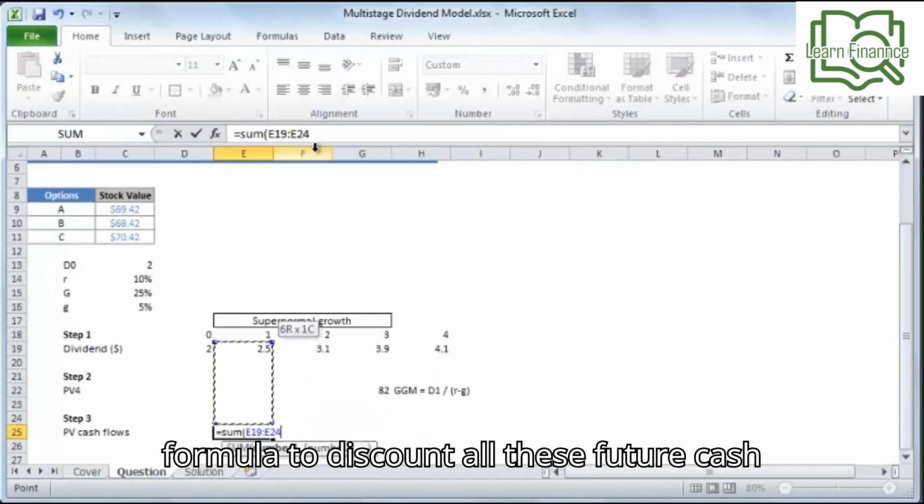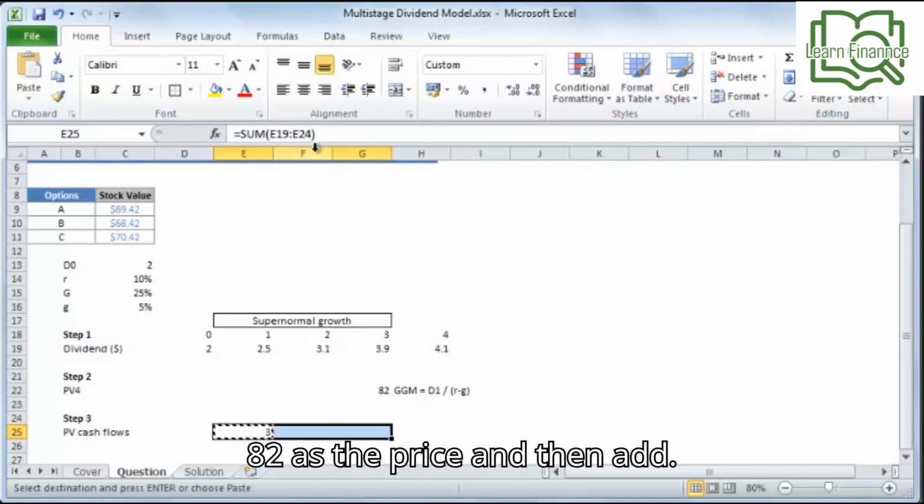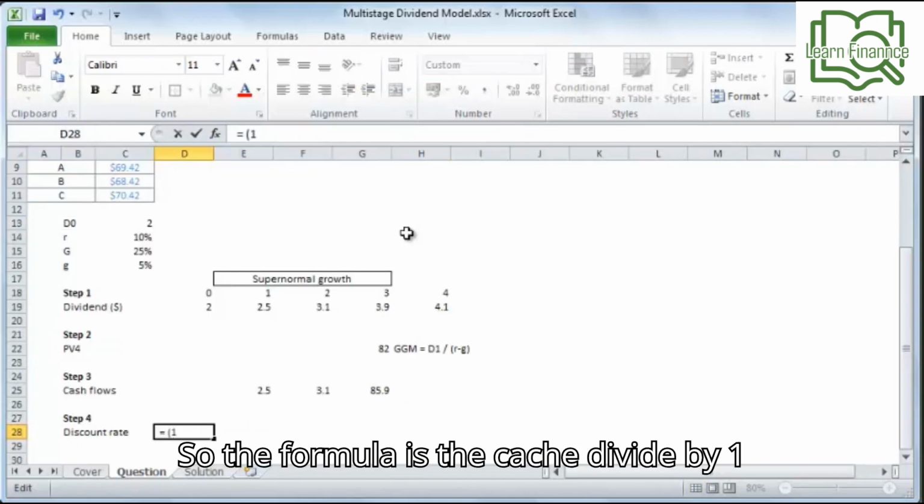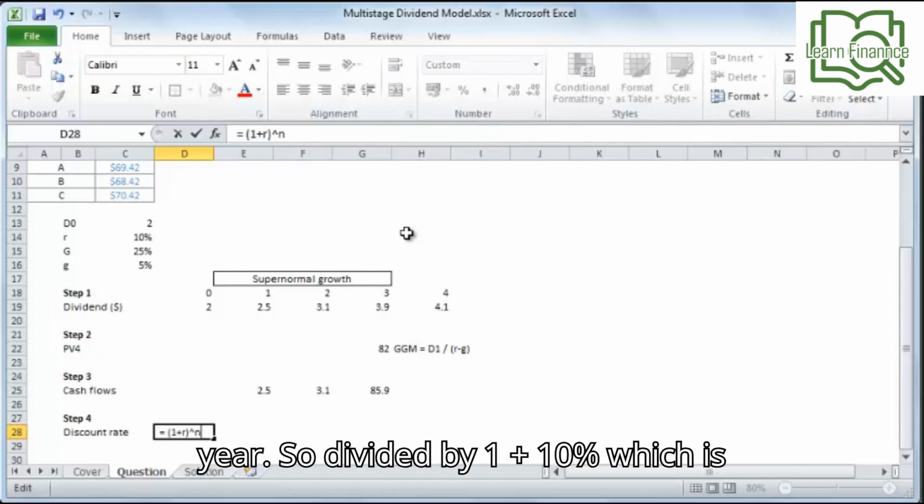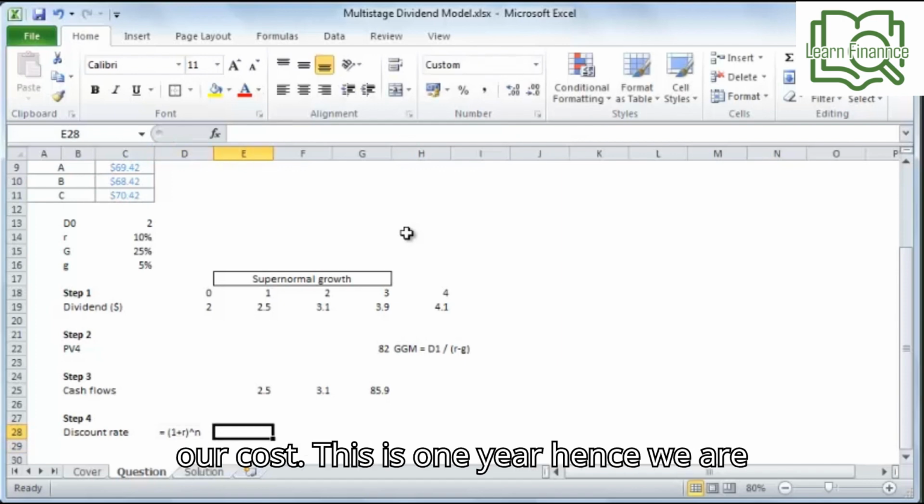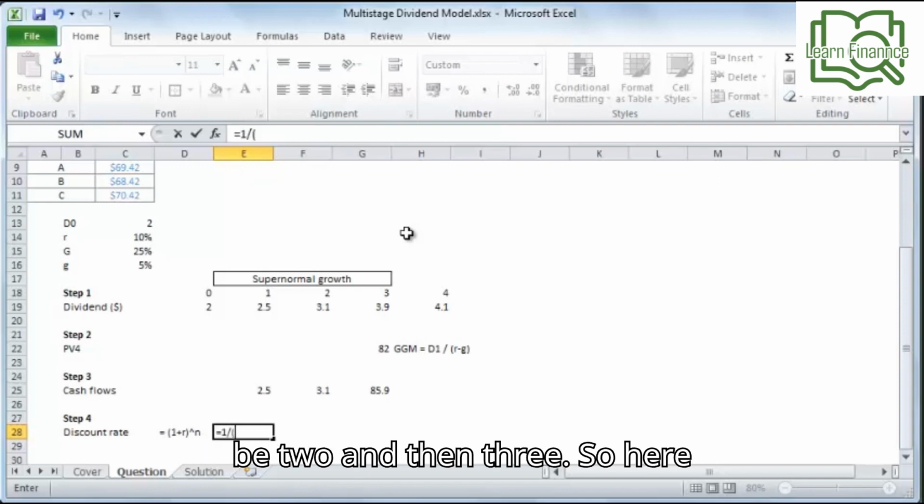Apply the formula to discount all these future cash flows in the form of dividend and this 82 as the price, and then add. So, the formula is the cash divided by 1 plus R raised to the power of that year. So, divided by 1 plus 10%, which is our cost. This is year 1, hence we are raising it by 1. For the next year it will be 2, and then 3.